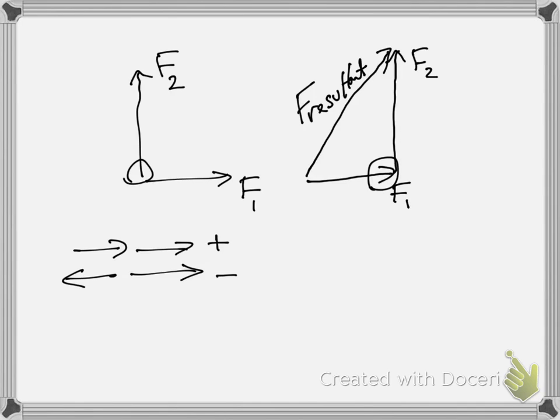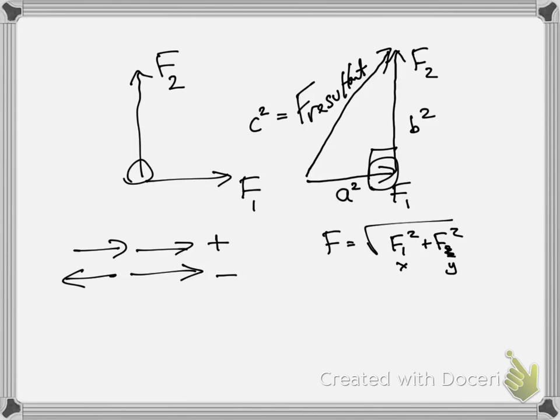Okay, and if this is a right angle, which it will be in our class, you do A squared plus B squared equals C squared. So the resultant is basically the square root of F1 squared plus F2 squared. We could put X and Y for those if you wanted to. Okay, so that's pretty much everything I have in terms of forces. Let me just quickly check my notes and see if I left anything out. No, I think that's good for now.